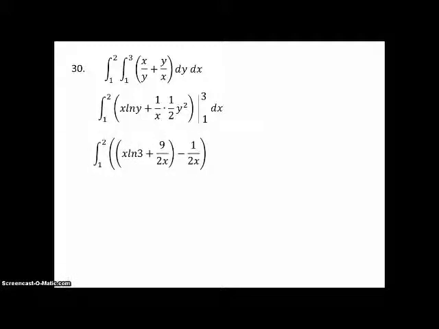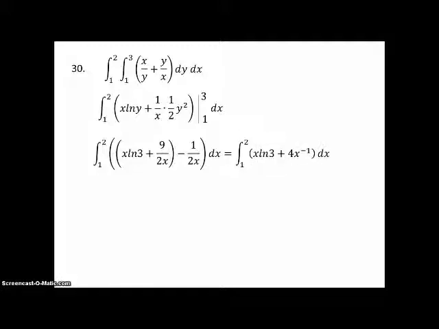Number 30, another double integral, and we're going to integrate with respect to y first. Notice that the first fraction is going to involve the natural log of y, and the second fraction we're going to use 1 over x is just going to be treated as a constant, and so we'll take the antiderivative of y. So we get x log y plus 1 over x times the antiderivative of y, which is just a half y squared, from 1 to 3, and keep the dx.